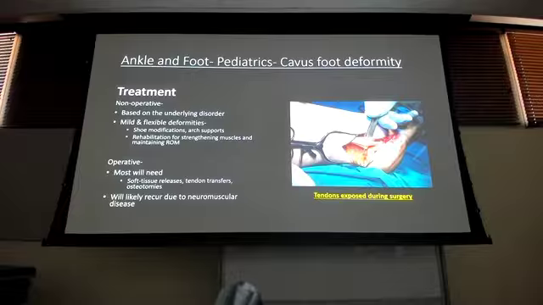So they may have to do something simple like just soft tissue releases versus tendon transfers and osteotomies, where they have to remove some of the bone and realign everything for it to work appropriately. If they have an underlying disorder, then it's likely going to be a recurrent issue for these patients, which is why we want to identify those and treat them appropriately, or else we're never going to fix this problem.